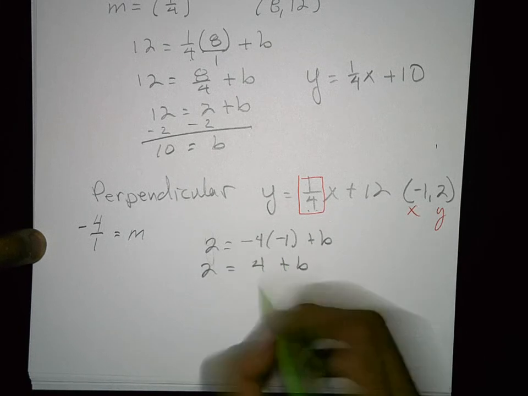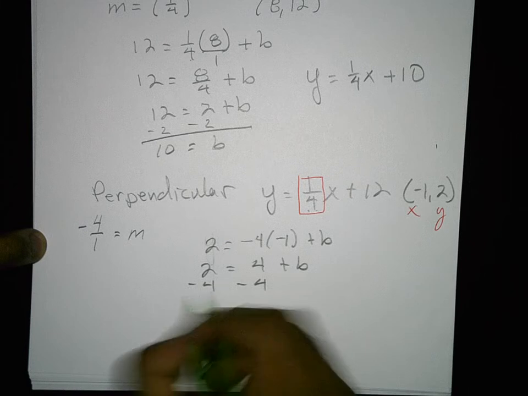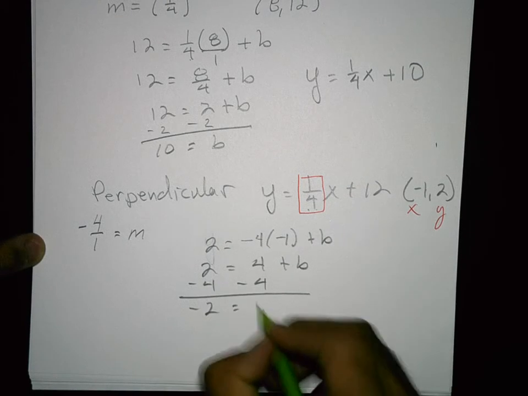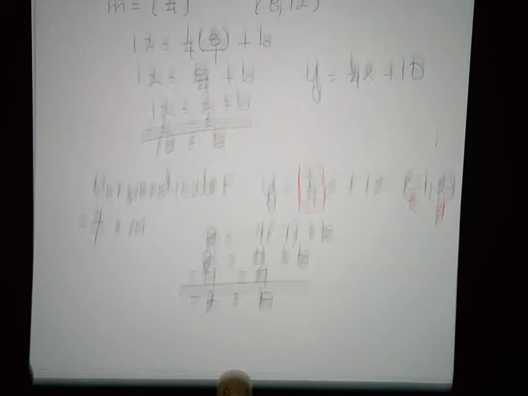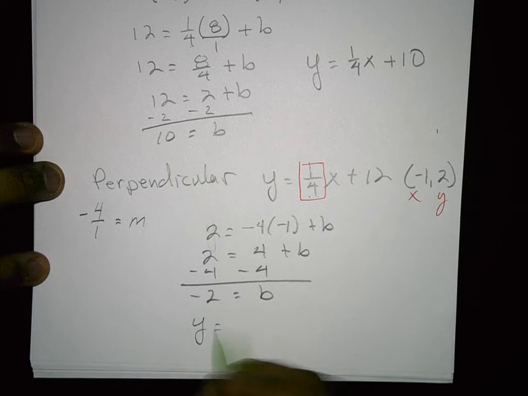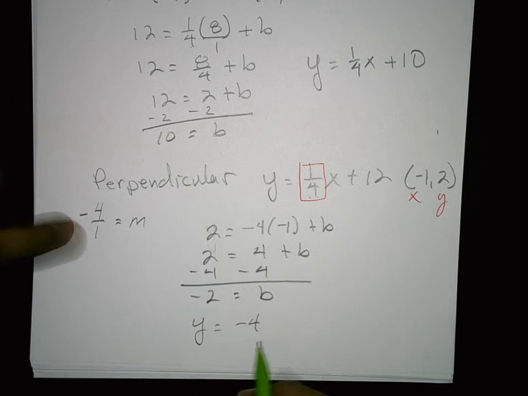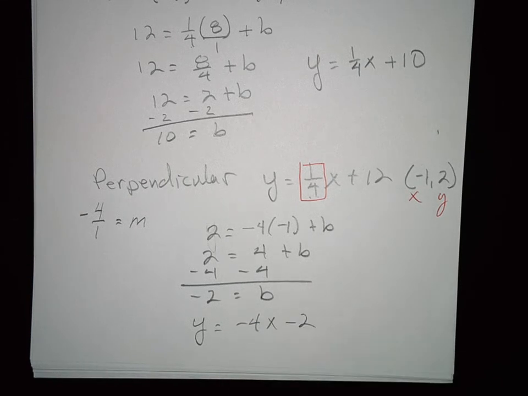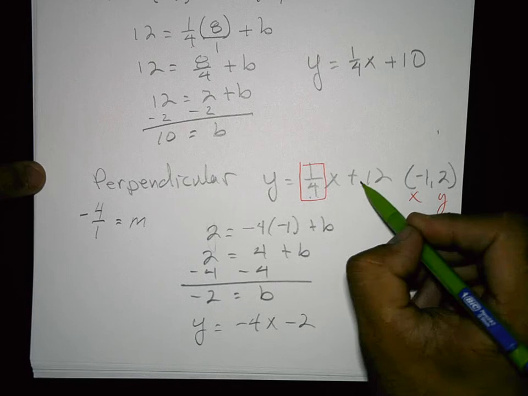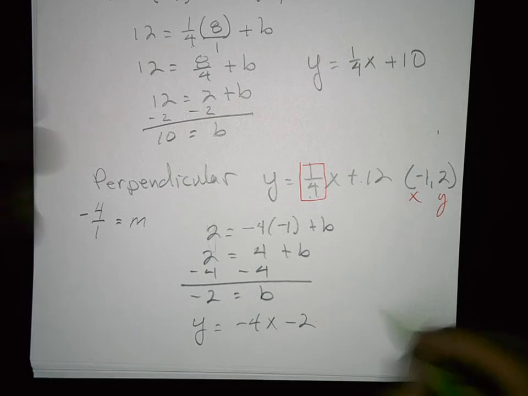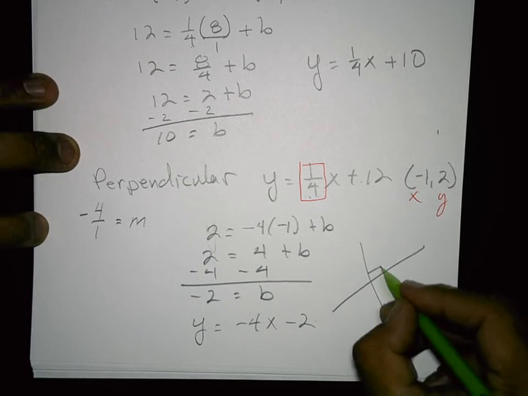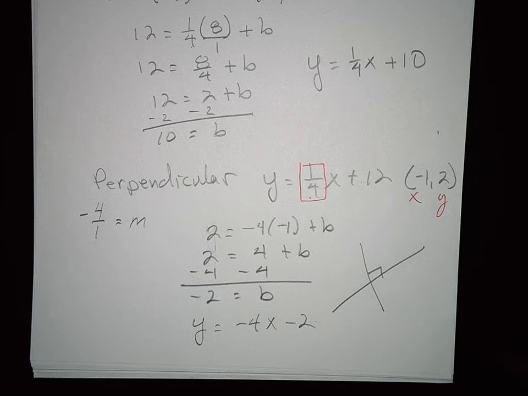All right, I'm going to go ahead and solve for my b. So my final answer is y equals the slope that I figured out by doing the opposite reciprocal and the b value. So this line and this line are perpendicular to each other, meaning they intersect and form a 90-degree angle. All right, let's do one more perpendicular one.